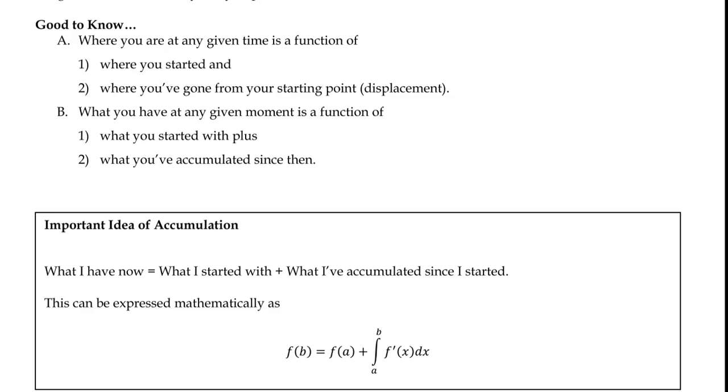You could also start in your chair, run all around the room, end up 5 feet away, and that's still going to be where you're at, okay? Another thing, what you have in any given moment. Let's say, how much money do you have on you right now? Let's say you have a $5 bill, right? That's what you started with.